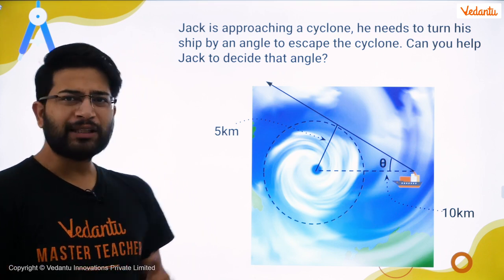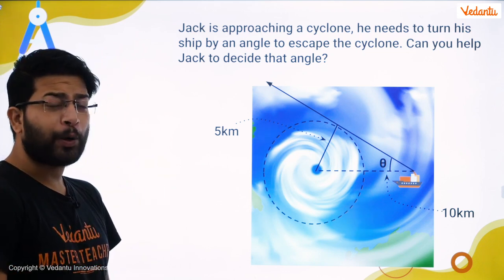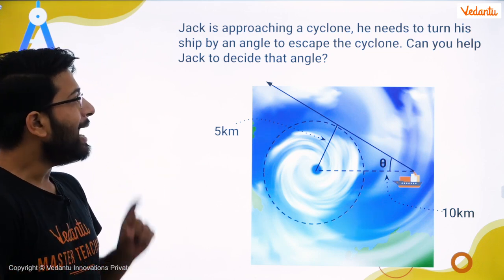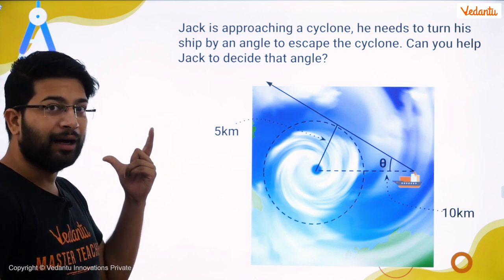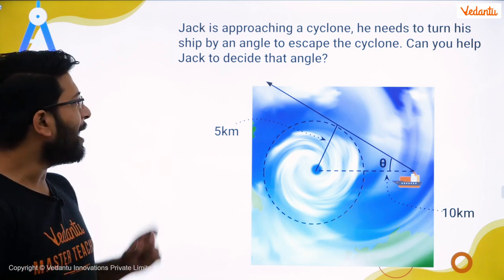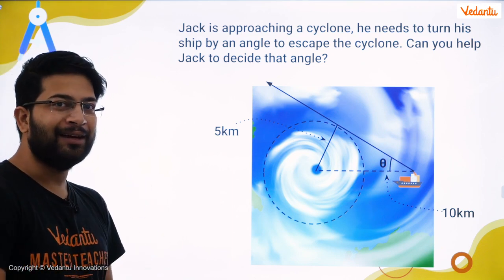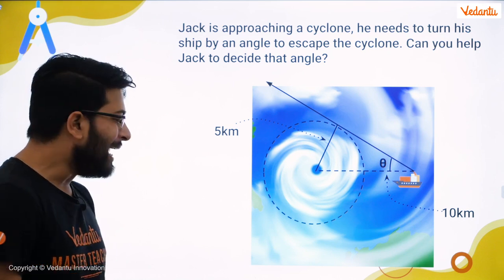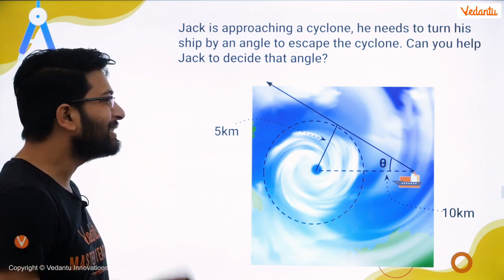So champ, I was thinking about this question. What do you think? Jack is approaching a cyclone, right? And he needs to turn his ship by an angle to escape the cyclone. Can we find that angle? Can we help Jack decide that angle? What do you say? The answer to this question we will be looking at in today's class.